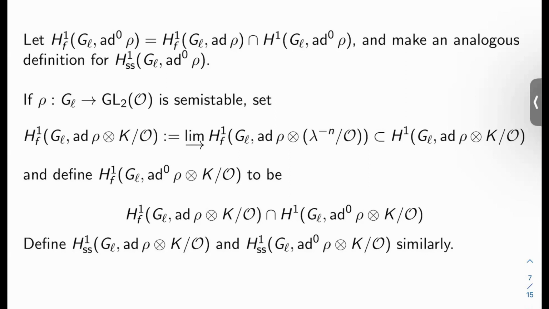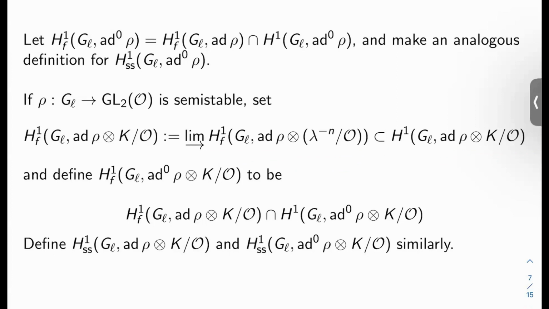Okay. What about if we want to tensor up to K mod O? What are the definitions then? If rho from GL to GL2 O is semi-stable, we'll set H1FGL ad rho tensor K mod O. That's just going to be the direct limit of H1 of FGL ad rho tensor lambda to the negative n mod O. Okay. And this is, of course, sitting inside H1GL ad rho tensor K mod O.